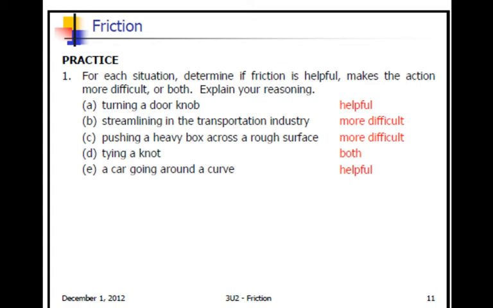Pushing a heavy box across a rough surface. Well, there the friction is going to be difficult, making things more difficult for you. When tying a knot, friction could be helpful there because you need it to kind of grab hold of the rope, but it also could be not as helpful because it could make it more difficult for you to tie the knot. A car going around a curve, well, in that case, friction is helpful because if the car didn't have good hold of the ground, it could fly off the road and not make the curve.